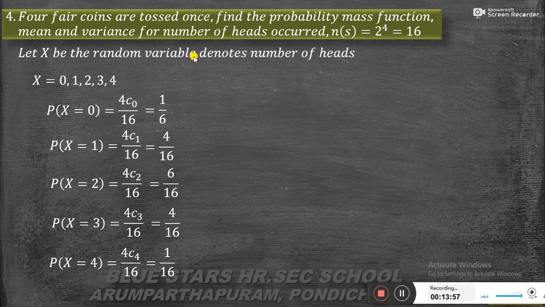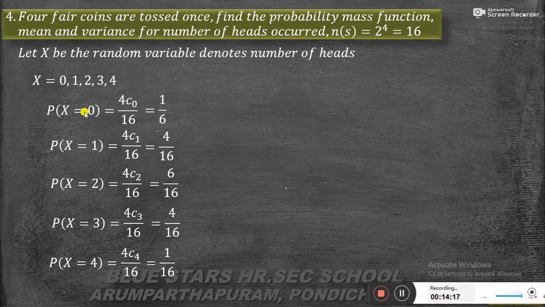Let x be the random variable denoting the number of heads. So x is the random variable when I toss the 4 coins, and x represents the number of heads. Therefore x equals 0, 1, 2, 3, 4: no head, 1 head, 2 heads, 3 heads, 4 heads.